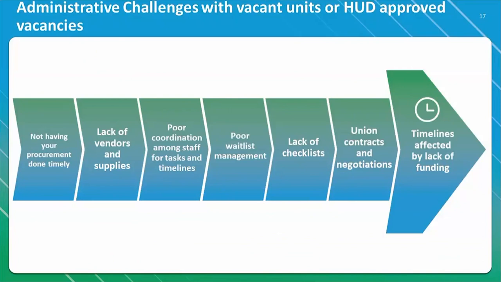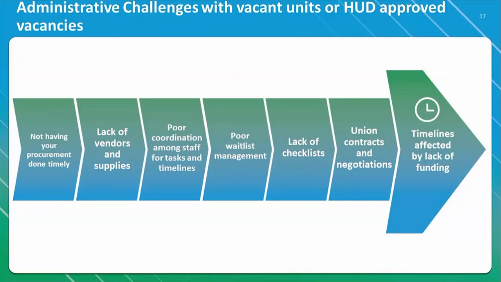Administrative challenges. Administrative challenges with vacant units or HUD-approved vacancies can include, as I alluded to, your procurement timing. I said 3 to 6 months. It depends on the type of procurement and the complexity of the procurement, but you have to plan for that. The issue of vendor supply, vendors in general and supplies, I alluded to that earlier. Coming out of COVID, we definitely experienced vendor issues and supply issues, but also still significant supply issues. And when you're in a disaster area, supply issues are going to continue, or even vendor issues, because they may be stretched based on the amount of jobs they are handling for you or the area.